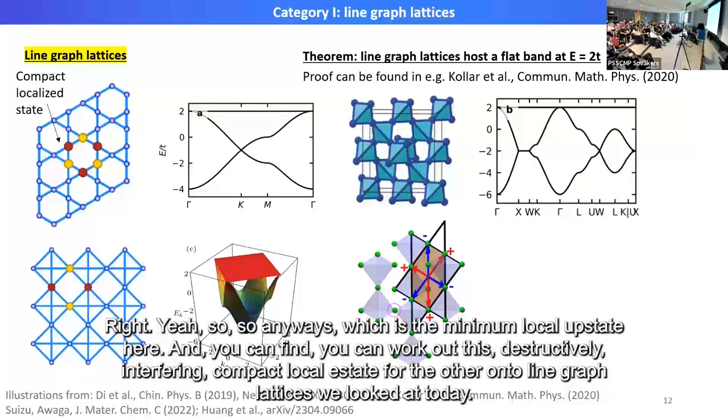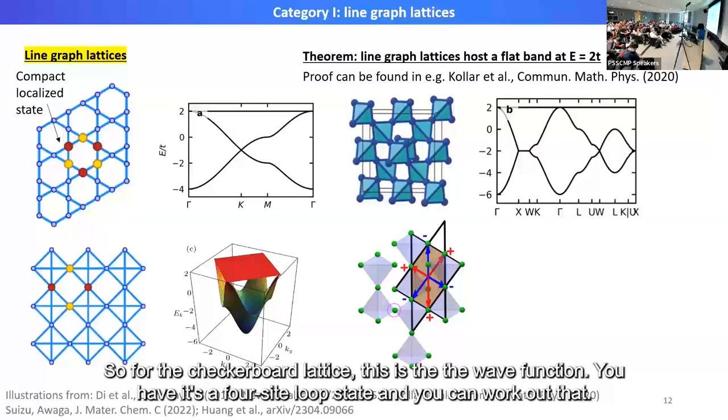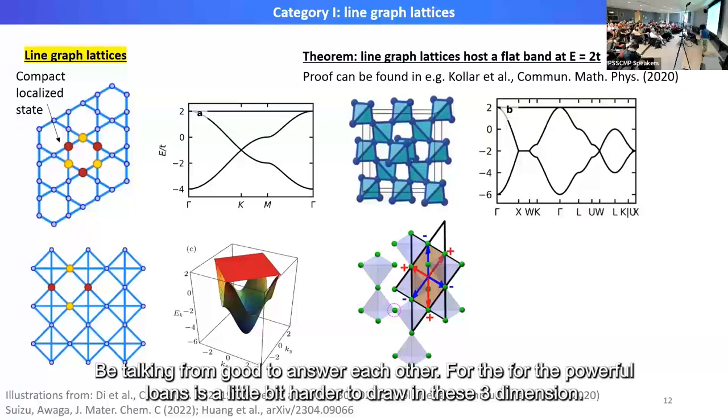So that's the compact look, which is the minimum localized state here. And you can work out this destructively interfering compact localized state for the other two line graph lattices we looked at today. So for the checkerboard lattice, this is the wave function where you have a four-site loop state, and you can work out that the hopping from any of the pairs would cancel each other out.